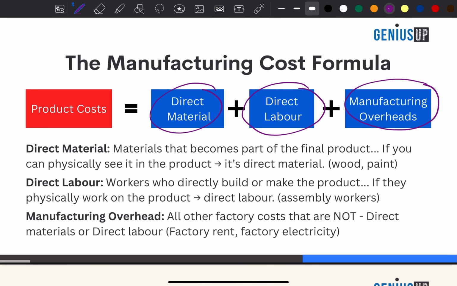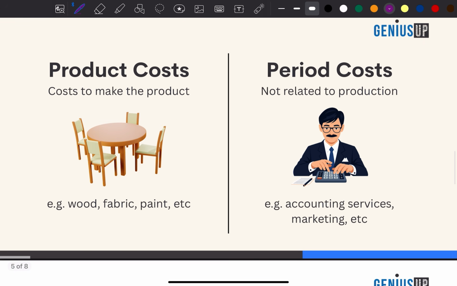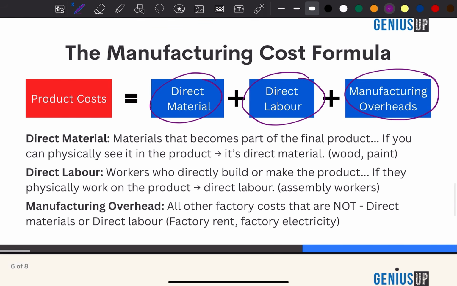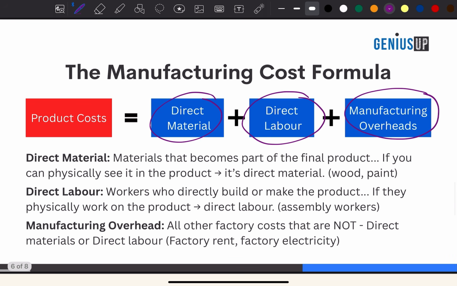material. Let's go back to our example of a company that produces furniture. Like the wood, we can directly see it in the furniture, therefore that's direct material. The paint, let's say we paint the table, we can directly see it in the product, therefore that's direct material. So that's the key. Direct material are basically those materials that become part of the final product. We can directly see it, we can trace it back to the product.